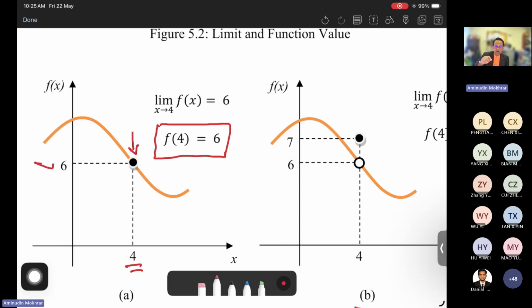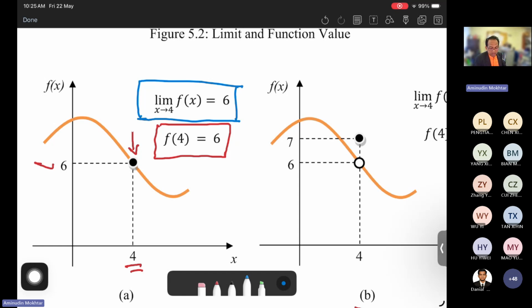So that's why we need to find, in terms of coordinate, we can draw the solid black dot point as you can see in figure B. And then when x, in terms of limit, now we want to explain this graph in terms of limit. This notation says that the limit of f(x) when x approaches 4 is also 6.